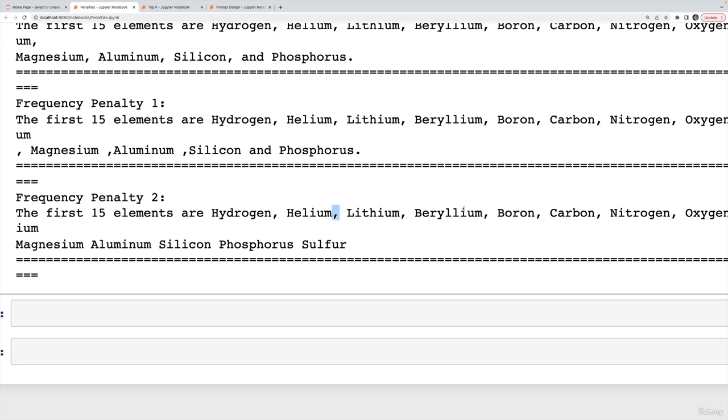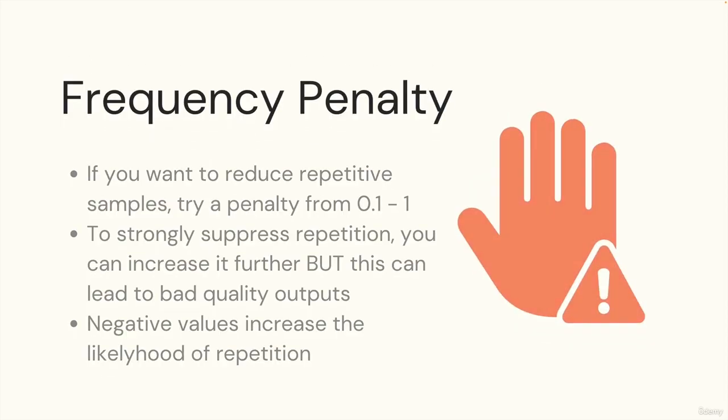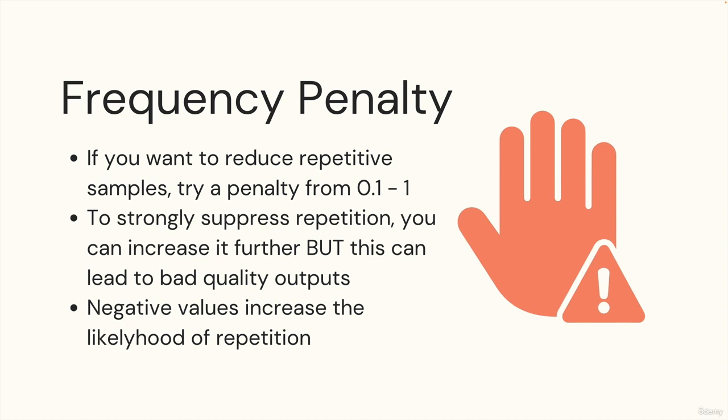So a rough guideline here is if you just want to generally reduce repetitive outputs, try a penalty ranging from 0.1 to 1 and start small and increase, but I don't recommend going above 1. And then the docs say that if you really want to suppress repetition, you can go above 1, but it can lead to bad quality outputs, which we just saw, right? When we had a frequency penalty of 2, it ignored the rules of grammar and stopped putting commas in there.